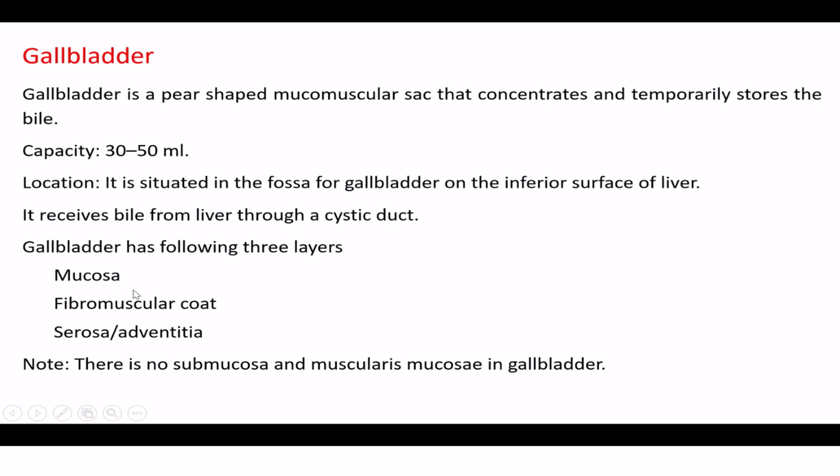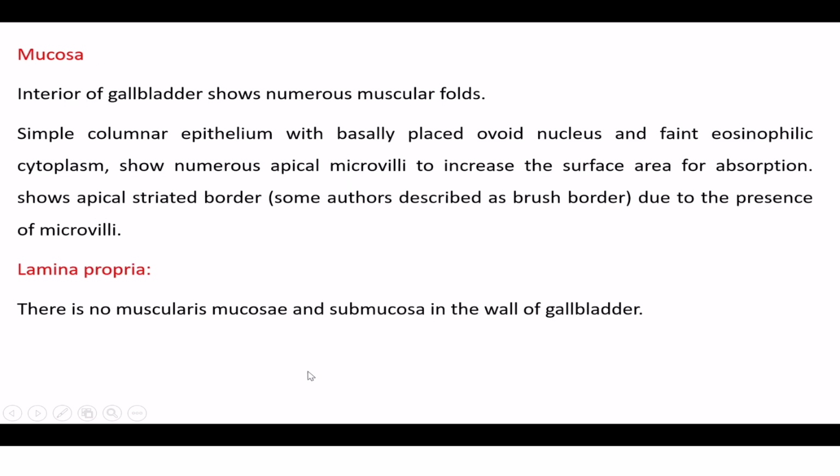Even if you see the mucosa, there will be lining epithelium and lamina propria, and there will not be any kind of muscularis mucosa, and there is complete absence of submucosa. So fibromuscular coat will have smooth muscles running in different directions separated by collagen fibers. So you have to remember that there is no submucosa and muscularis mucosa in gallbladder. And even if you observe, the mucosa will have folds which are temporary, but it will not have villi.